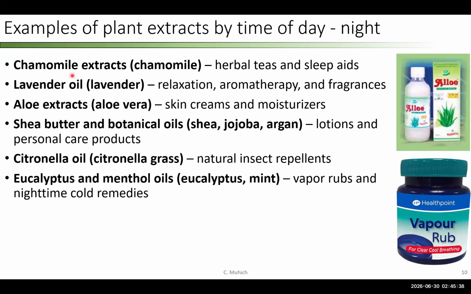Then at the end of the day, you might have calmed down with chamomile extracts, which come from the chamomile plant, put on some sort of skincare products such as aloe vera or shea butter lotions. And if you have a cold, you may have used things like eucalyptus or menthol as a way to clear your respiratory tract.